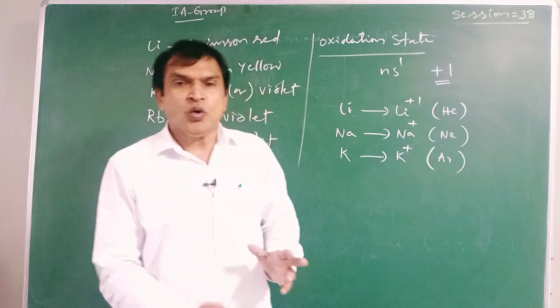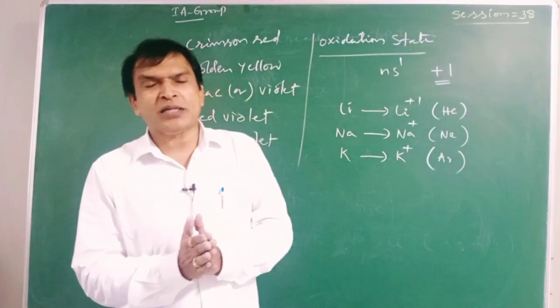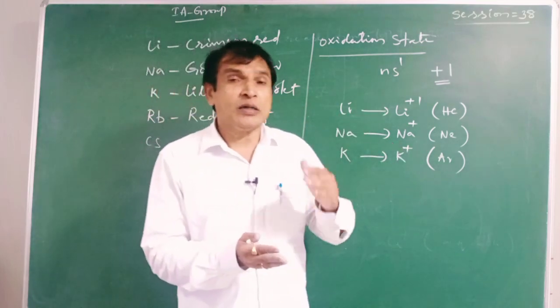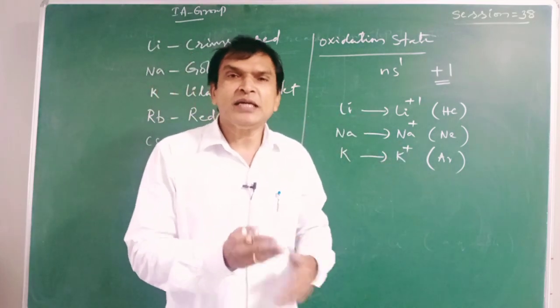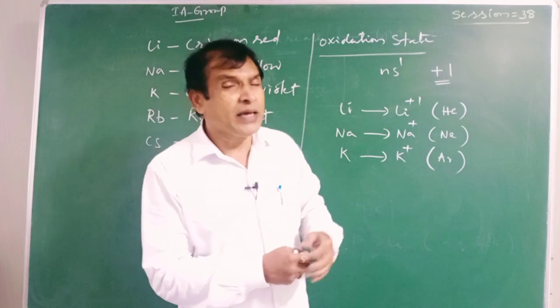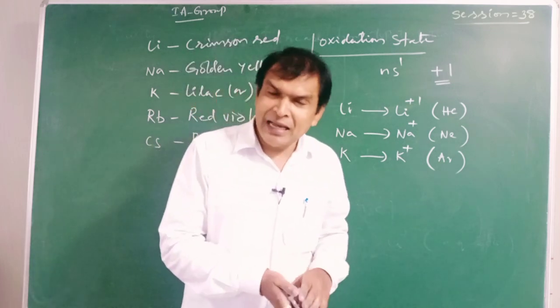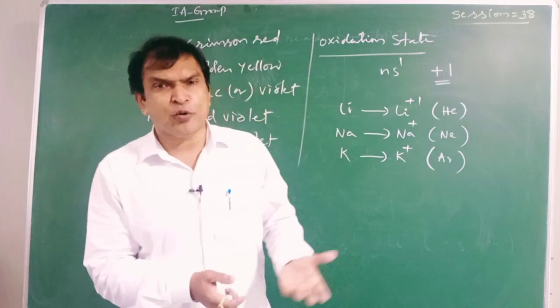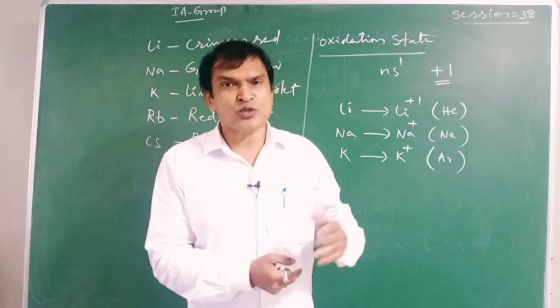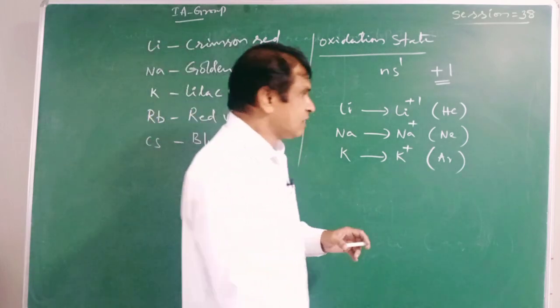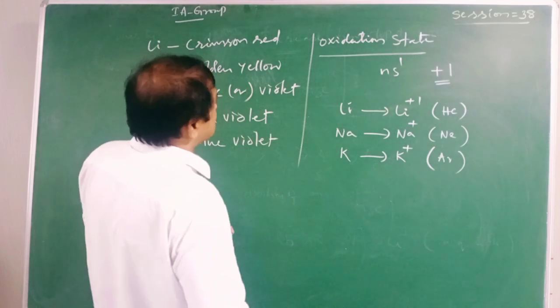Since they contain only one electron in the valency shell, by losing one electron they acquire the stability of the nearest noble gas element. That is why all alkali metal atoms, in any of their compounds, always exhibit only +1 oxidation state. That is the concept of oxidation state we have done.